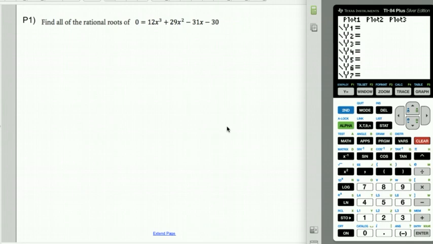All right, so for P1, you're going to do the same basic thing. You're going to find all of the rational roots of this particular function. And again, you can use the rational roots theorem if you want as a guideline for how you would pick the values you'd start with. You can also use the calculator to help you, right? So you could do 12x to the third plus 29x squared minus 31x minus 30, right? And that could inform your decision about what you're going to use to factor.